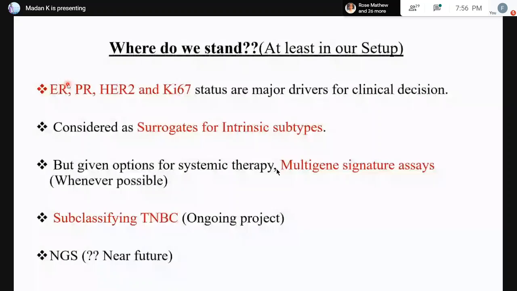And are we subclassifying the triple negative group as of now? That is not being done. But there are studies and ongoing projects which are subclassifying the triple negative group, and NGS as a routine clinical practice may be a possibility in the near future.